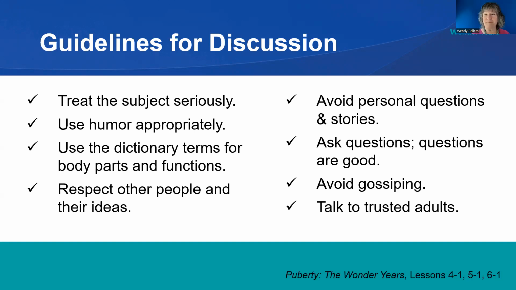Next is avoid gossiping. That means we're not going to go out on the playground or on the bus or in the neighborhood and talk about what happened in puberty class. That means the teacher's not going to go to the teacher lounge and share what happened in puberty class. But it does mean that we want to talk to our trusted adults and tell our trusted adults what happened in puberty class and ask any questions of trusted adults that may come up.